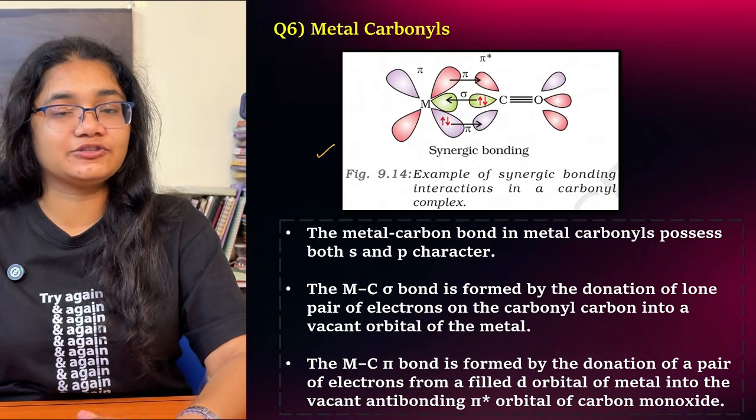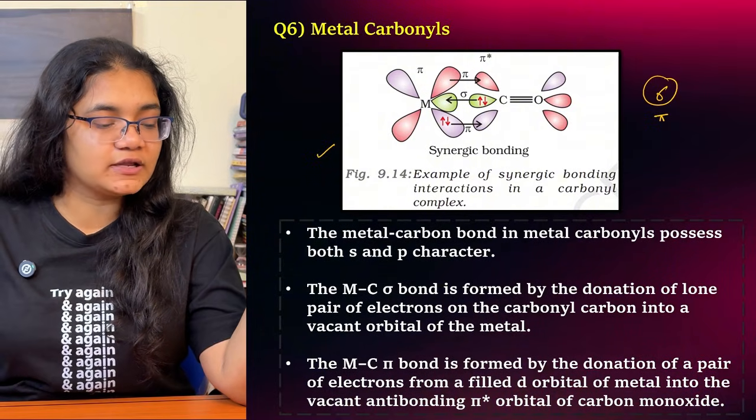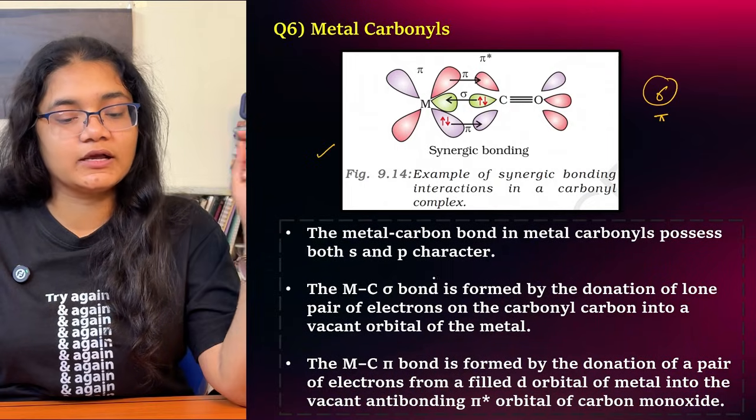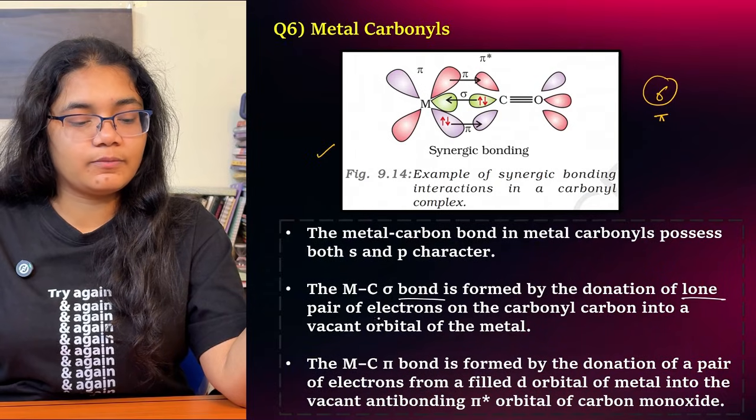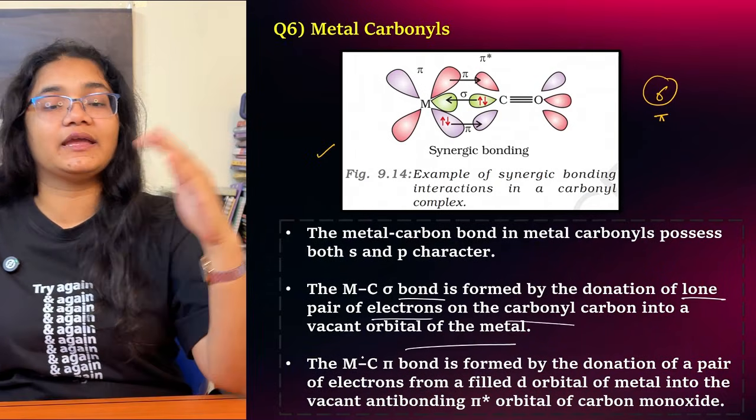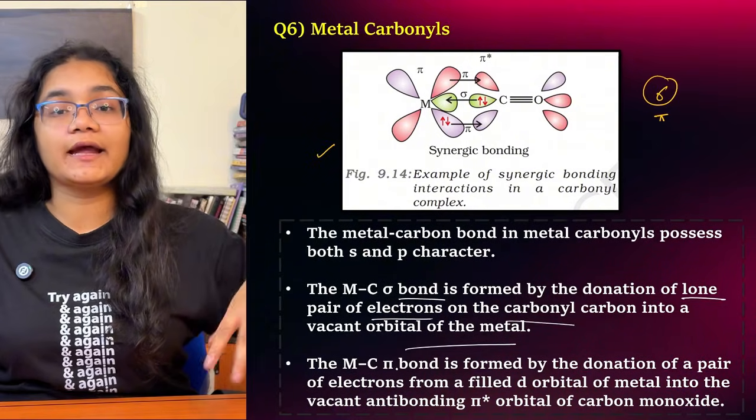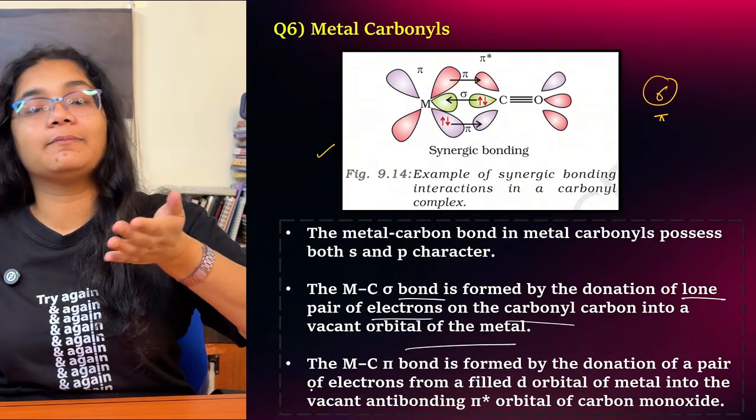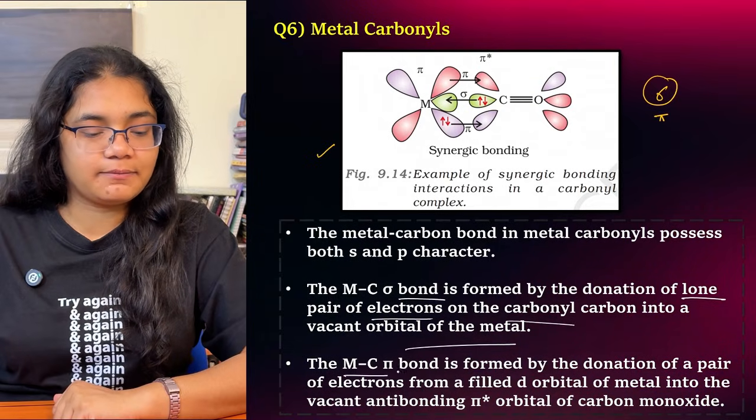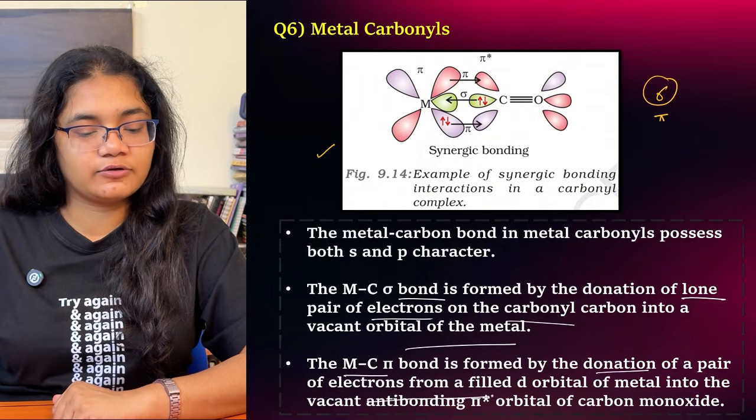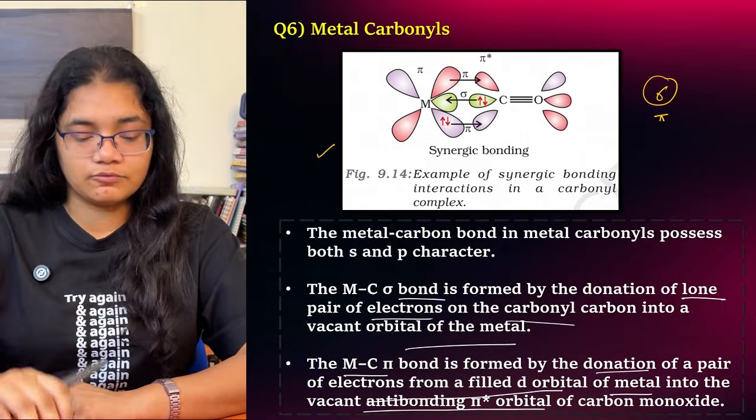In metal carbonyls, extra stability is there because both sigma and pi bonds are formed. Now sigma is formed because the ligand donates electrons: the M-C sigma bond is formed by the donation of a lone pair of electrons on the carbonyl carbon into the vacant orbital of the metal. Now why is the pi bond formed? The M-C pi bond is formed because of the donation of a pair of electrons from the filled d orbitals of the metal into the vacant antibonding pi star orbital of carbon monoxide.